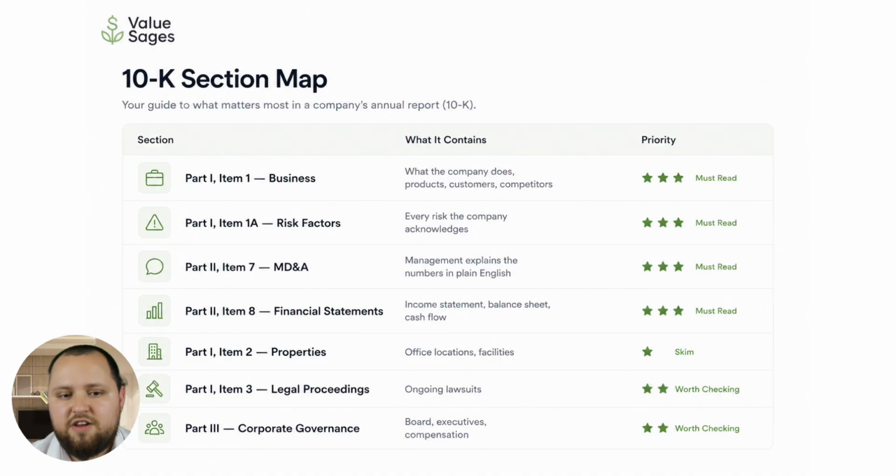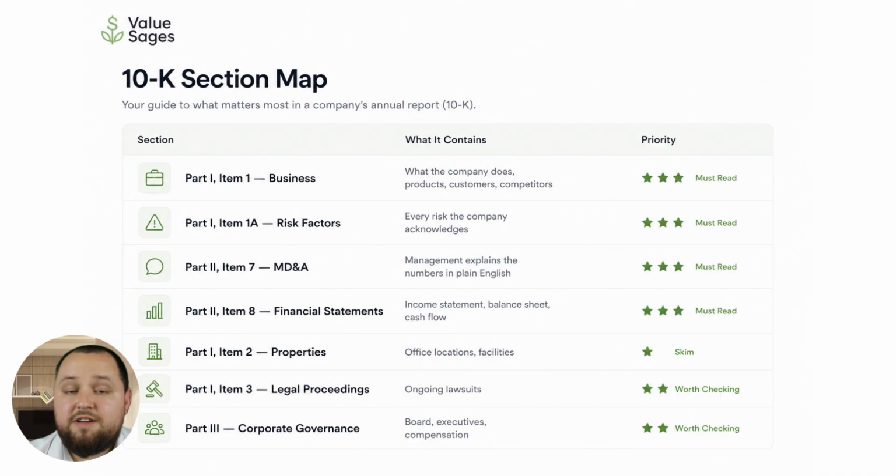The risk factors section is where management is legally required to explain what could go wrong. A lot of investors skip this section, but it often reveals vulnerabilities that aren't obvious from the headlines or the financials. Then you have the MD&A, Management Discussion and Analysis, which is one of the most valuable sections in the entire filing. This is where management explains the story behind the numbers, what improved, what got worse, and why.